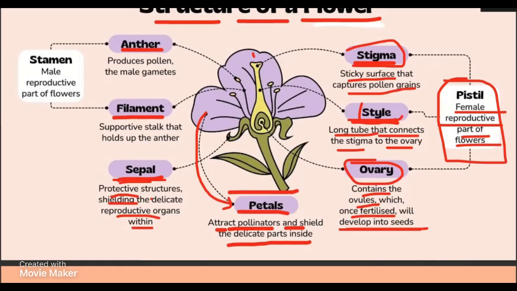So a male reproductive part is also present here. As you can see, the small ball-like structure is called the anther. This is the anther and the anther produces pollen, the male gametes. As we have studied earlier, the ovule is the female gamete and pollen grains are the male gametes, and pollen grains are produced in the anther. On the downside of the anther, there is the filament.